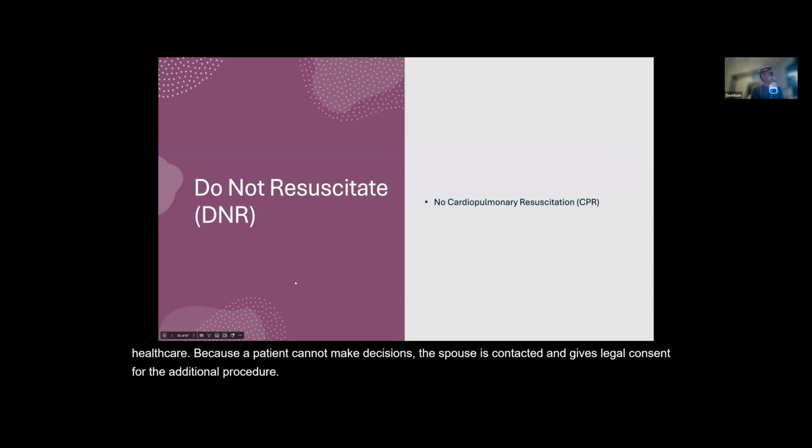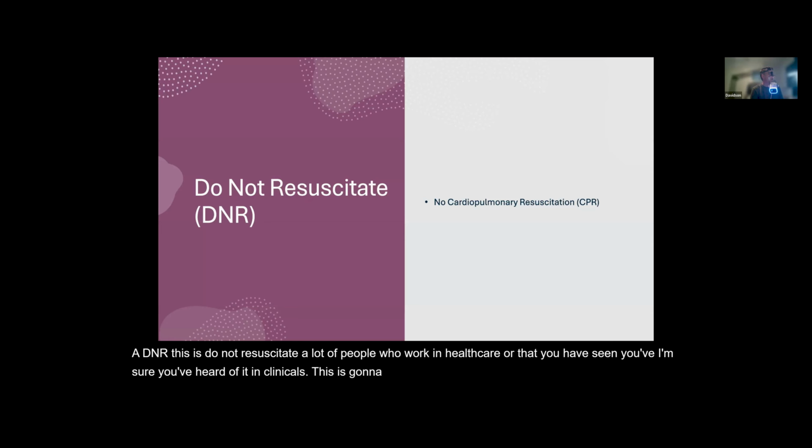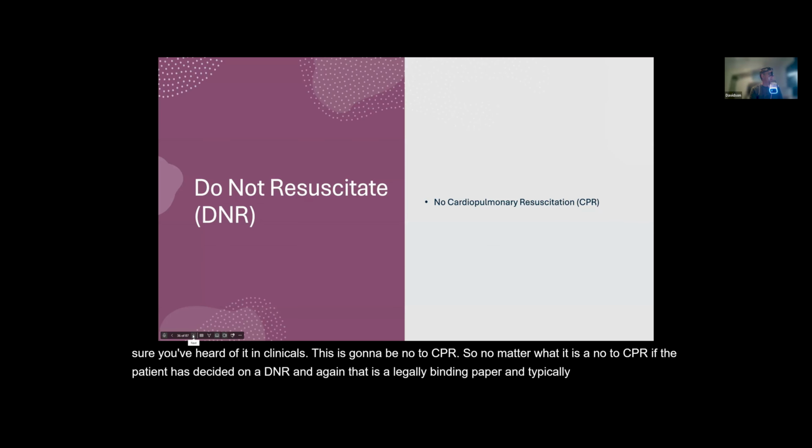A DNR. This is do not resuscitate. A lot of people who work in healthcare, I'm sure you've heard of it in clinicals. This is going to be no to CPR. So no matter what, it is a no to CPR if the patient has decided on a DNR. And again, that is a legally binding paper and typically is told to everyone.